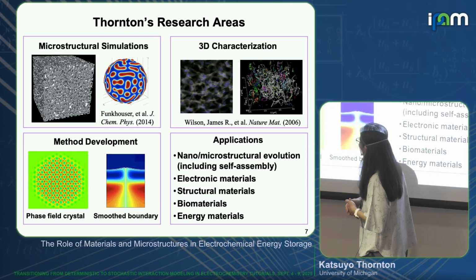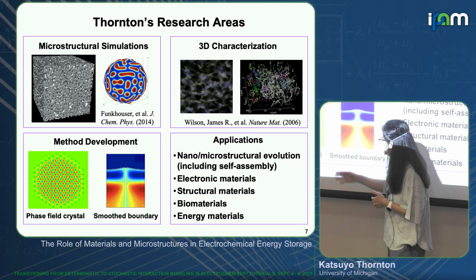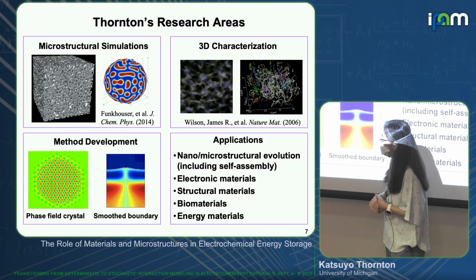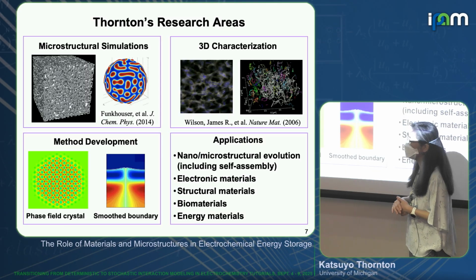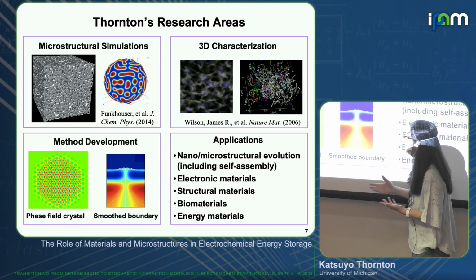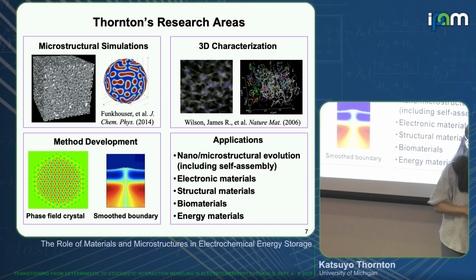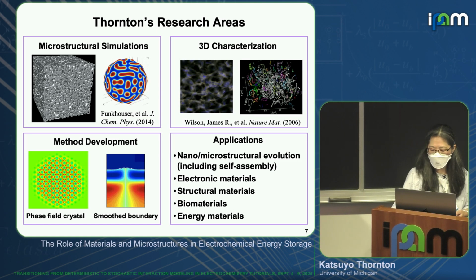And then we also develop some methods to study these in the material sense. Phase field crystal is one method, a diffuse-interface-like mathematical approach, and it's a variational method, just like the phase field model. But it's at the atomistic level. The smooth boundary method I'm going to talk about, because we use that quite exclusively in my group.